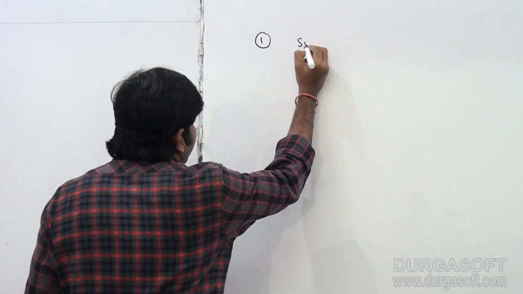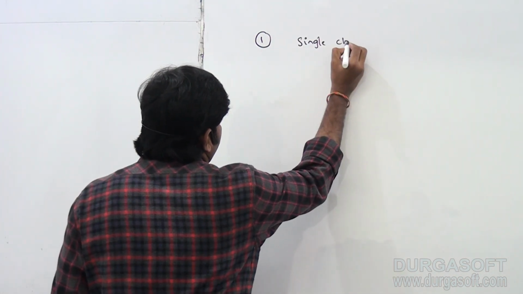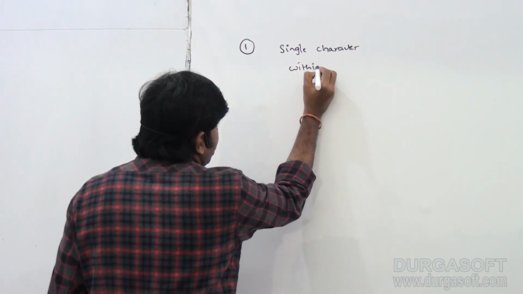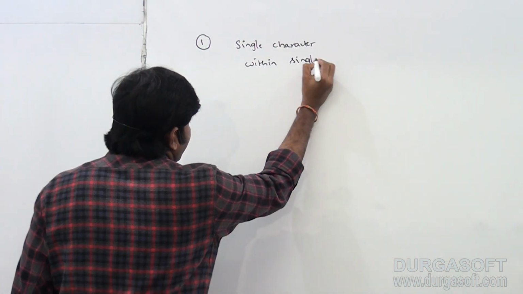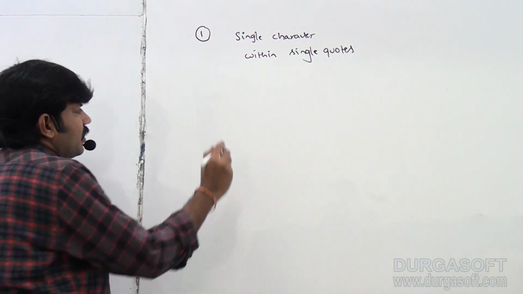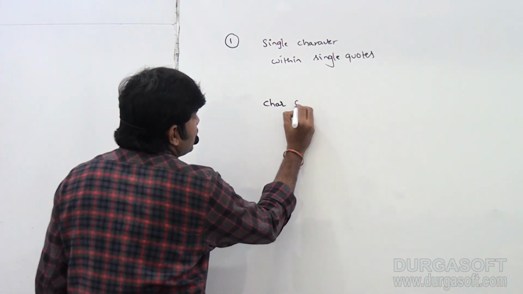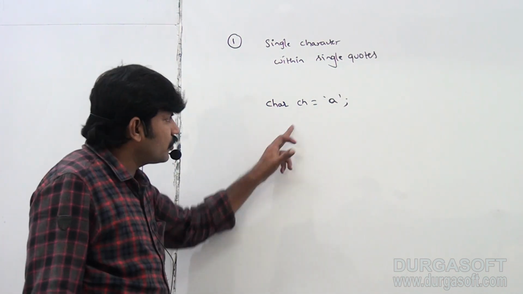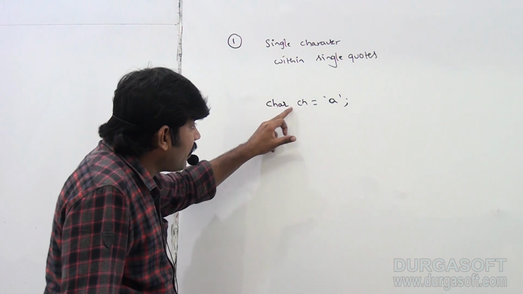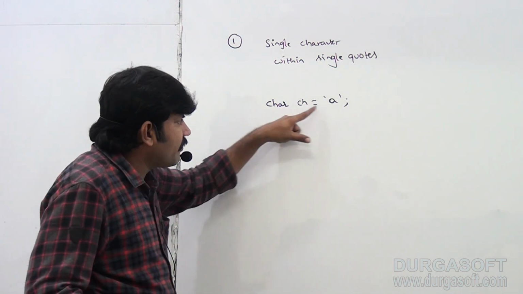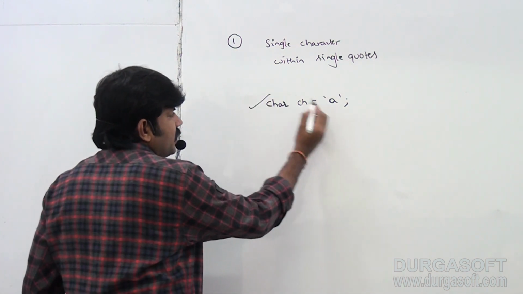The first way, sir: a single character within single quotes. Have you observed? Very important, sir. Like, observe: char ch = 'a'. I'm taking char ch is equal to 'a'. So here, have you observed, a single character within single quotes. Is it valid or not? Yes, it is perfectly valid.